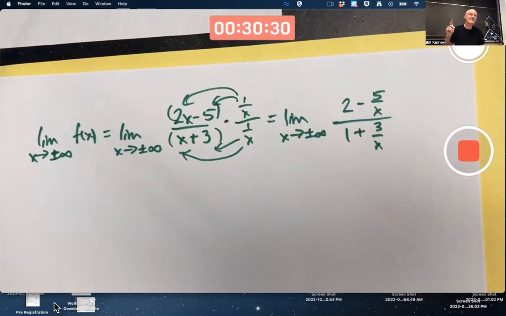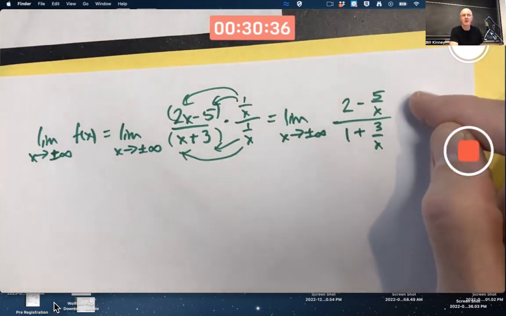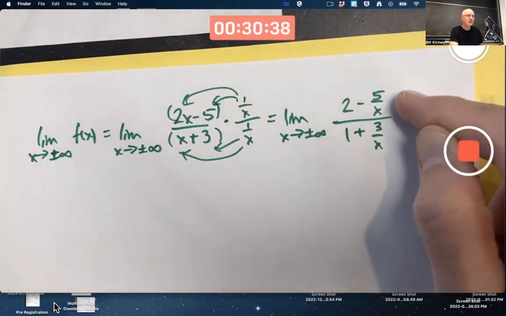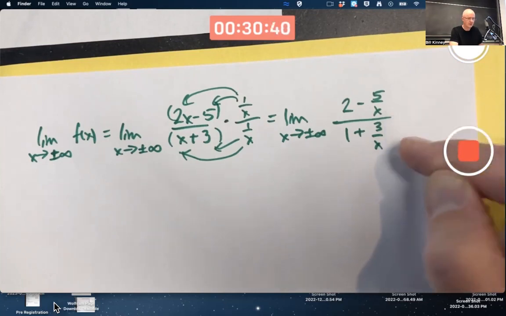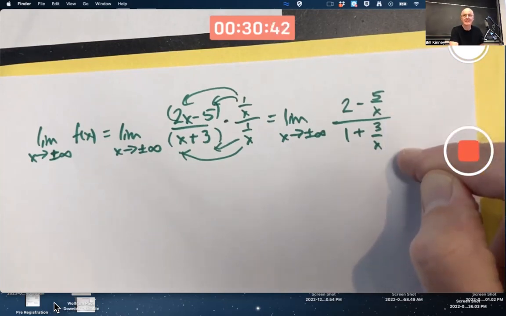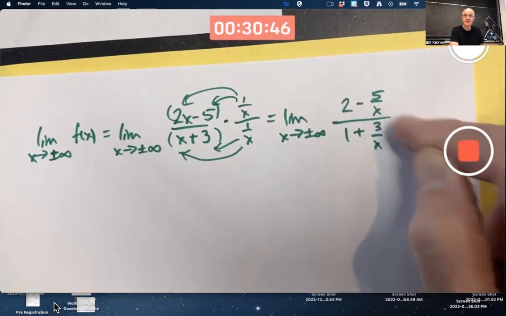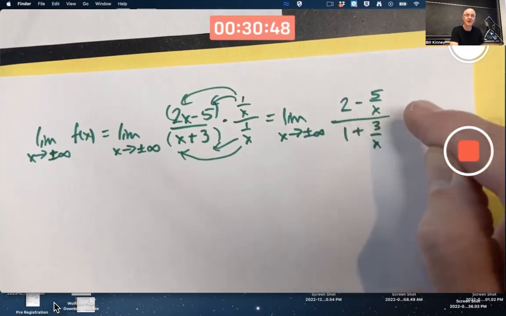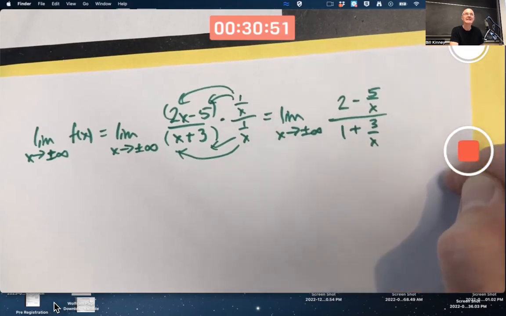Now we can almost plug in infinity. Because what would happen if we, quote unquote, plugged in infinity? 5 over infinity, shouldn't that be 0? And 3 over infinity, shouldn't that be 0? Yes and no. If you did replace those with zeros, you would get the right answer. 2 minus 0 over 1 plus 0 is 2.